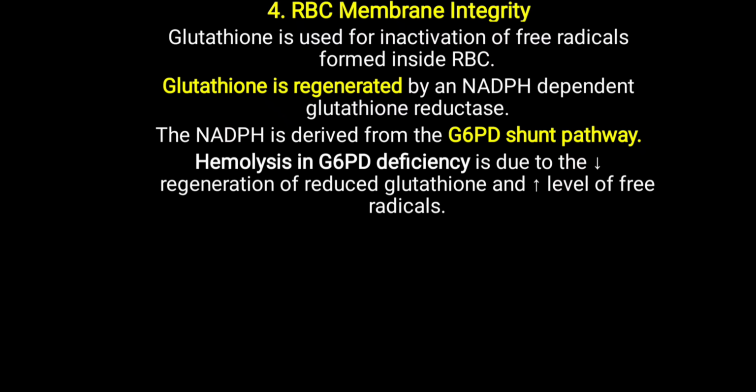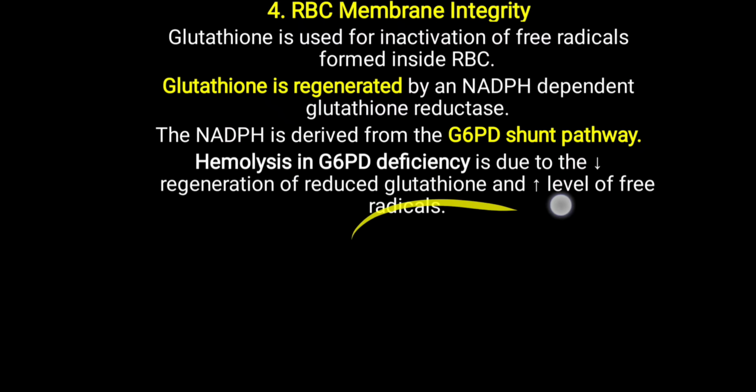Suppose that particular enzyme is not present, or that pathway is not working properly. That can lead to one of the important clinical conditions, that is hemolysis, which is typically seen in this enzyme deficiency. Hemolysis in G6PD deficiency is typically seen, and the basic reason for that hemolysis is the reduced generation or decreased regeneration of reduced glutathione. Glutathione, once generated, does not stay in the reduced state, and that will lead to increased hemolysis.